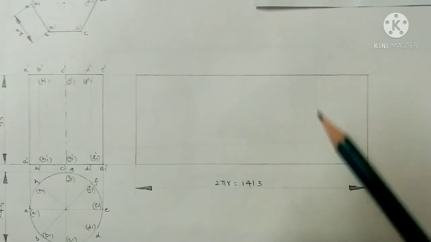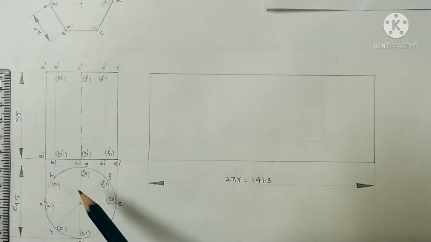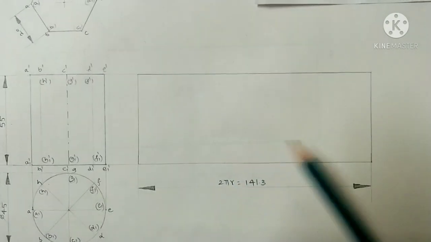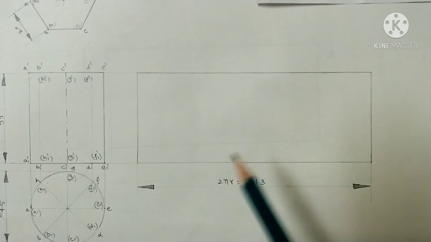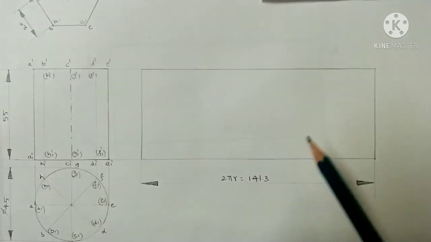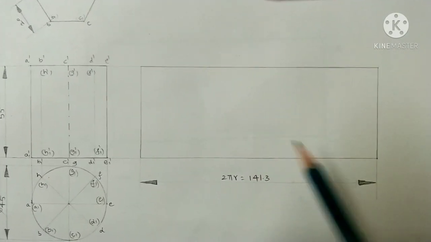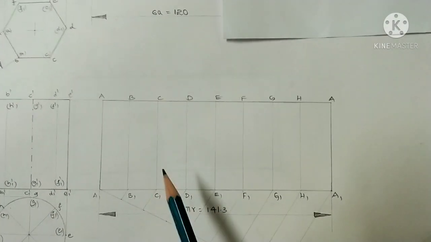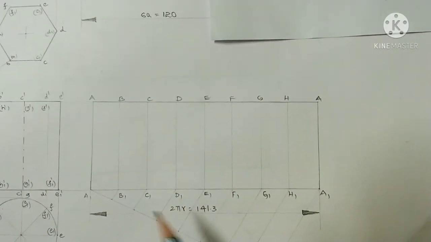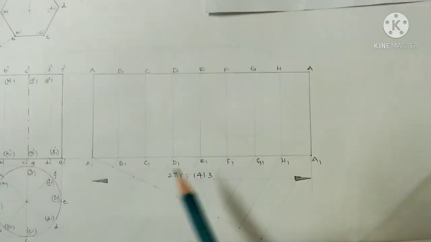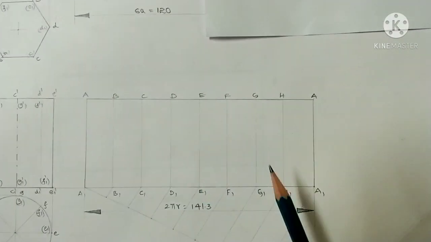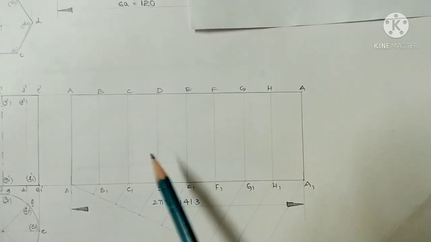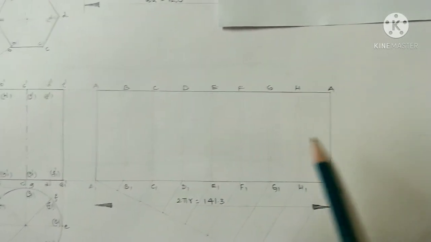If you observe the circle, we have 8 divisions, so we have to divide this rectangle also into 8 equal parts. We follow the division of a line method to divide it into 8 equal parts. After dividing the length of the rectangle into 8 equal parts, we get the rectangular layout in this way, and all these lines represent generators. We should use the 2H pencil properly.